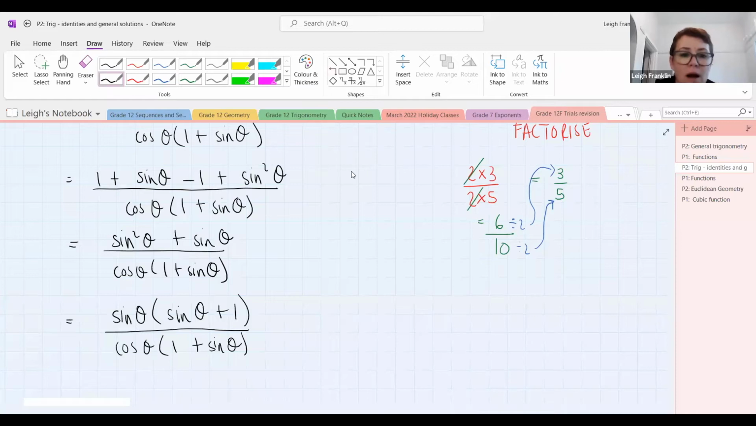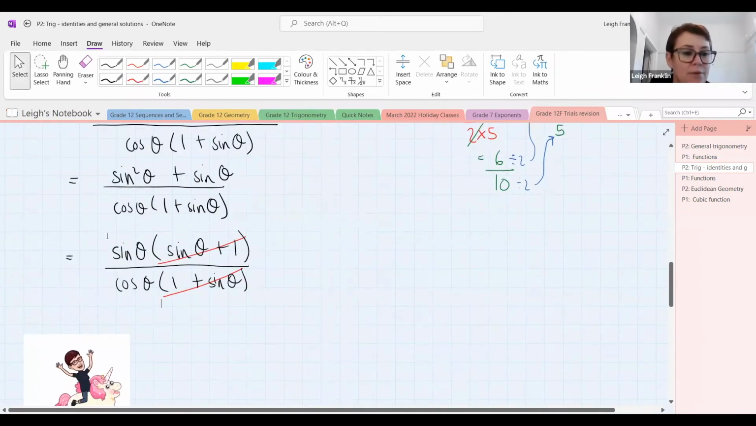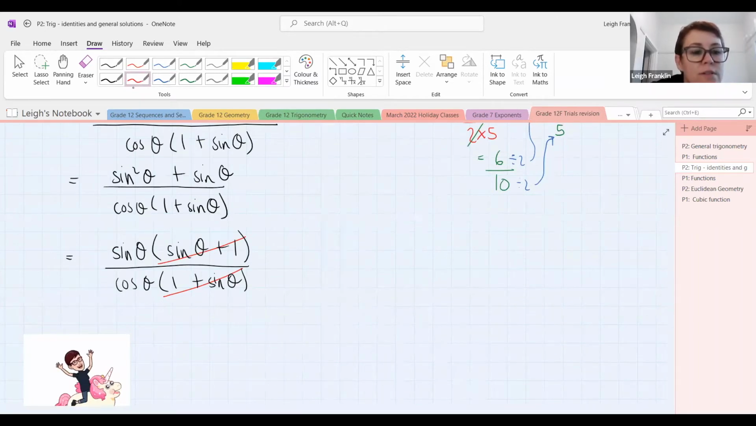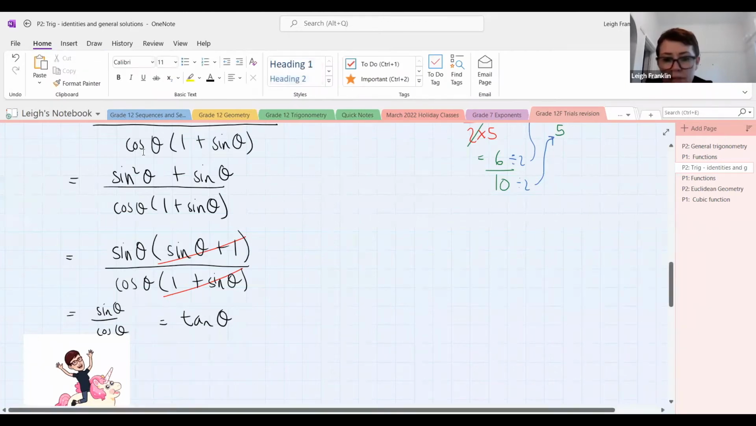And now I can cancel down. I'm allowed to cancel something at the top with something at the bottom. The whole bracket divided by the whole bracket will leave us with 1. And there we go. That's how we've got our tan theta, because now we've got sine theta over cos theta. And that is indeed equal to tan theta, and therefore the right hand side. Okay, so that is the process that we're supposed to follow.